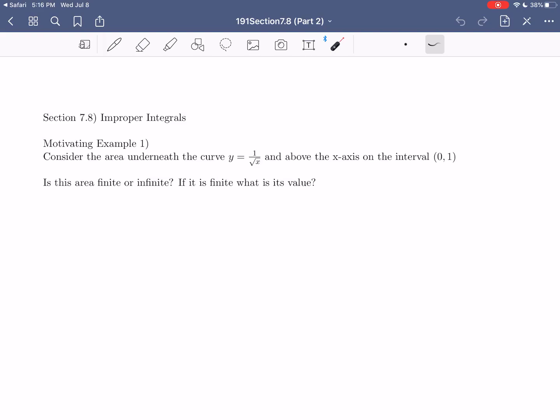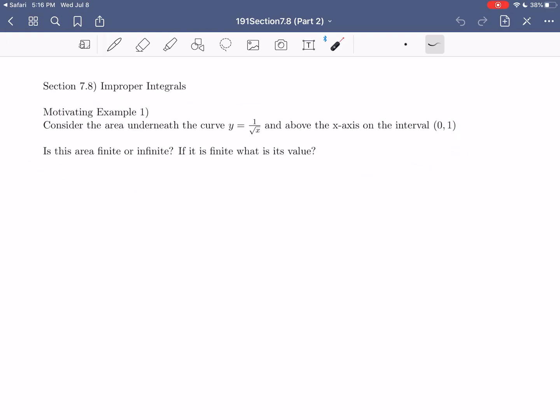In this video, we're going to be continuing on in this section, but looking at improper integrals of a slightly different form. So instead of having infinite intervals, we're going to run into a different issue, but handle it in a very similar way. So just like before, we'll take a look at a motivating example here.